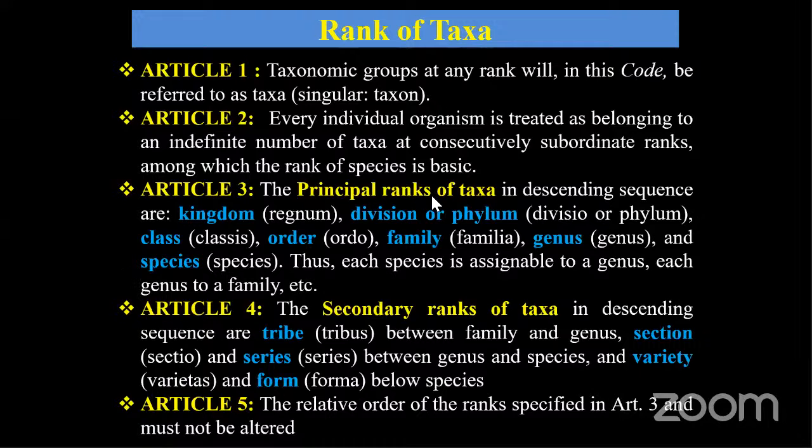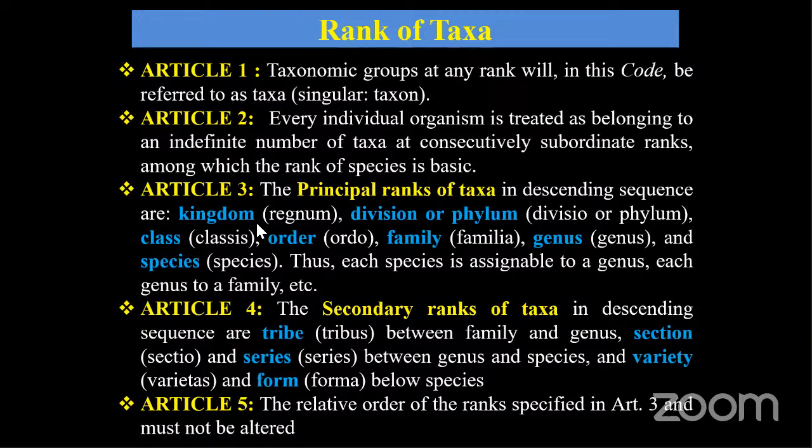The principal ranks of a taxa, in descending sequence, are: kingdom, which is a principal rank; division or phylum, which is also a principal rank; then class, order, family, genus, and species. So these are the 7 ranks which are considered principal ranks.